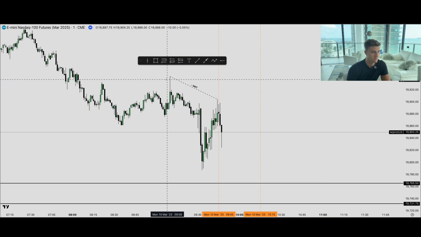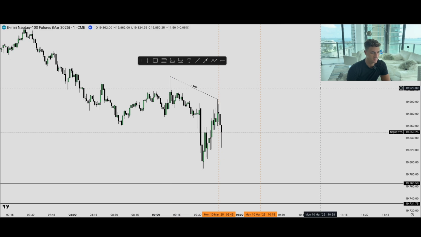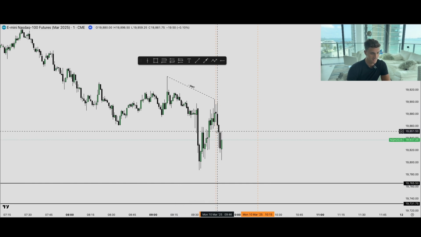So anyway, number one has been met, okay? We've had our sweep of liquidity. What are we looking for next? We're looking for a clear displacement lower. So let's see if we can get that. Okay, boom. So we got that clear displacement.